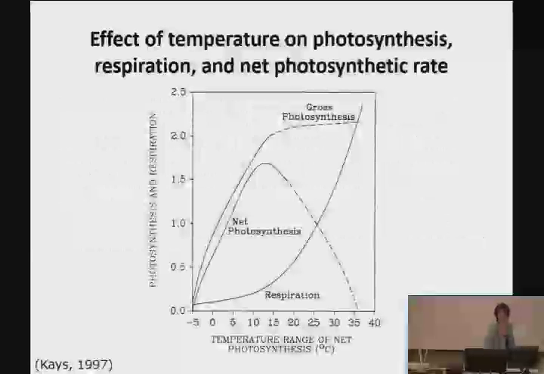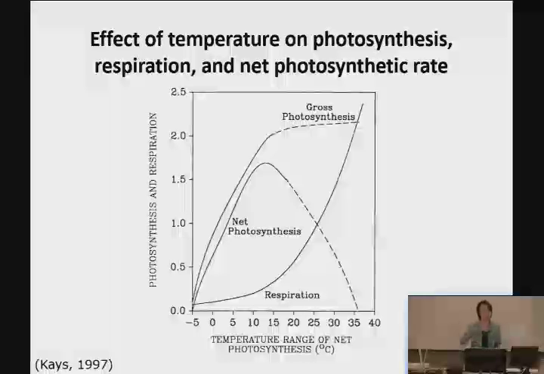Okay, so how does it respond? This is a simplified or generalized version of the response of photosynthesis and respiration to temperature. Respiration and photosynthesis respond in two different ways. Respiration within this temperature range is almost exponentially increasing with increasing temperature, and beyond that, it eventually drops down because of enzymes breaking down or losing function.